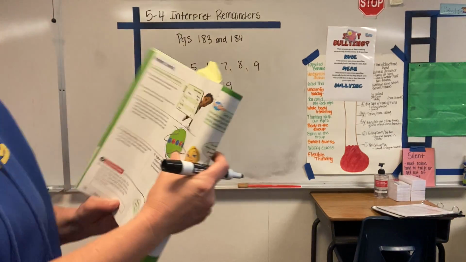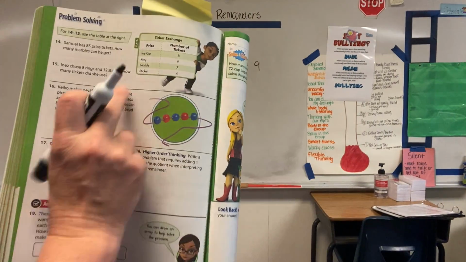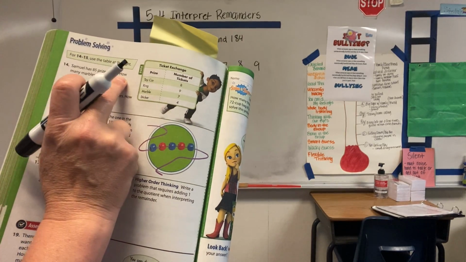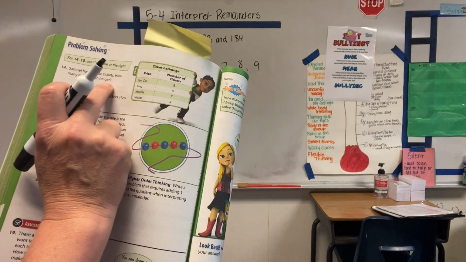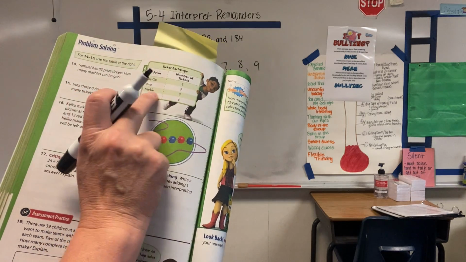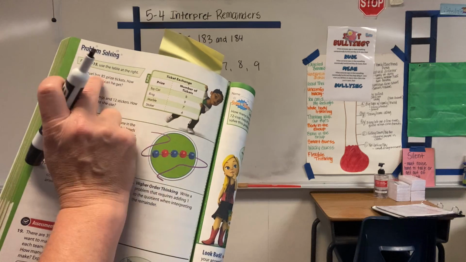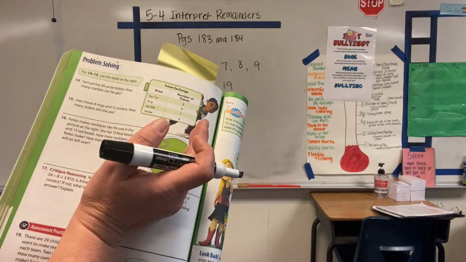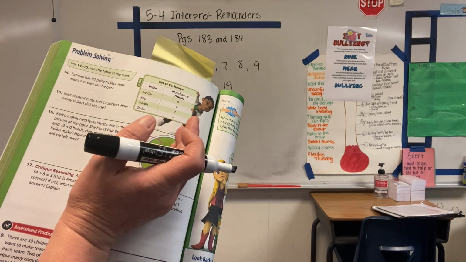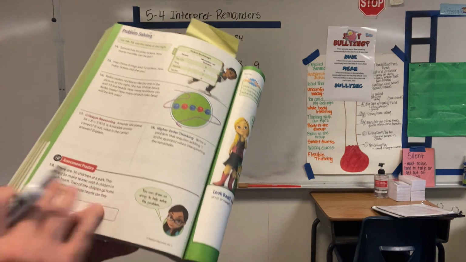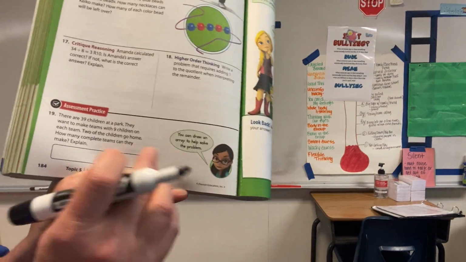14, you're going to use the table with the problem. Samuel has 85 prize tickets. How many marbles can he get? So marbles are 7 tickets each, so you'll count how many 7s go into 85 and then how many left over. Okay, so how many marbles can he get?